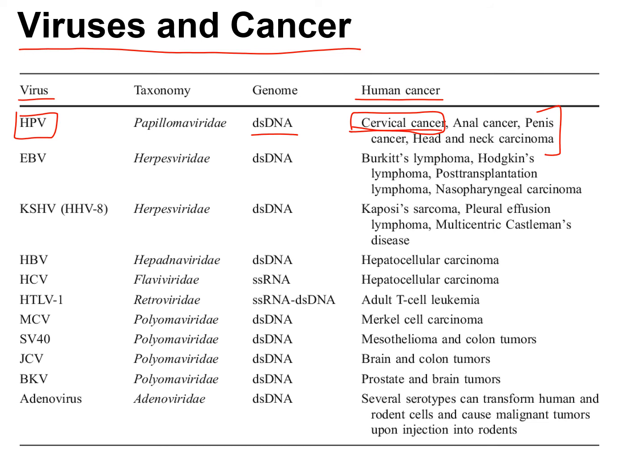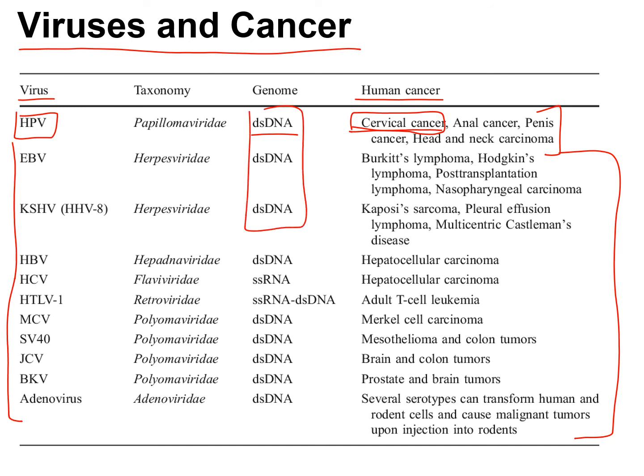But there are many other viruses that are also associated with many other types of cancer. And one of the things I want you to notice is that most of these viruses are DNA viruses or they are retroviruses. And that is very important because that relates to how they can trigger cancer.